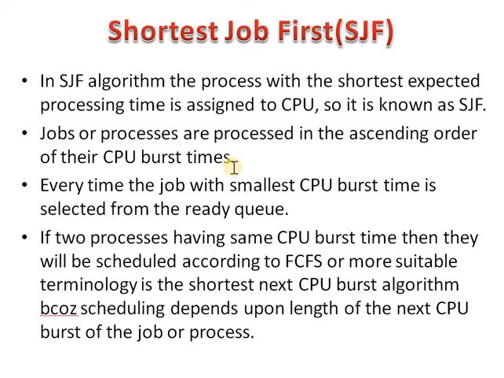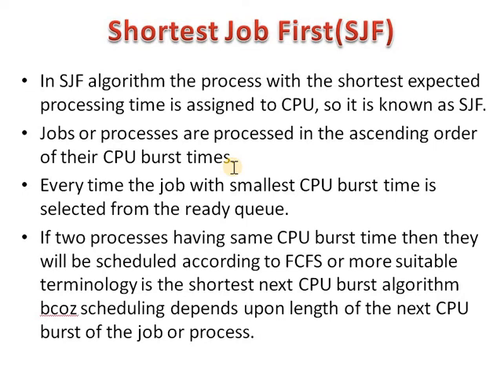For example, consider that process P1 has a CPU burst time of 5, and there is another process in the operating system, process P2, which has a burst time of 2. In this condition, by using the SJF algorithm, the process P2 is assigned to the CPU first, because process P2 has the shortest processing time, the shortest burst time.